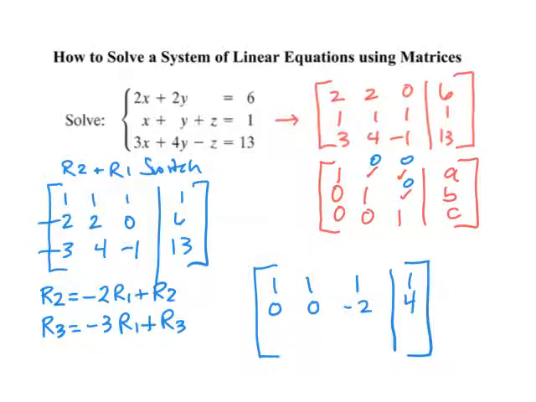And the third row, -3 times 1 is -3 plus 3 is 0. And if these aren't zeros here, you did something wrong or you chose the wrong row operation. Keep going. -3 times 1 is -3 plus 4 is 1. -3 times 1 is -3 plus -1 is -4. -3 times 1 is -3 plus 13 is 10. All right, we are going to keep moving along here.